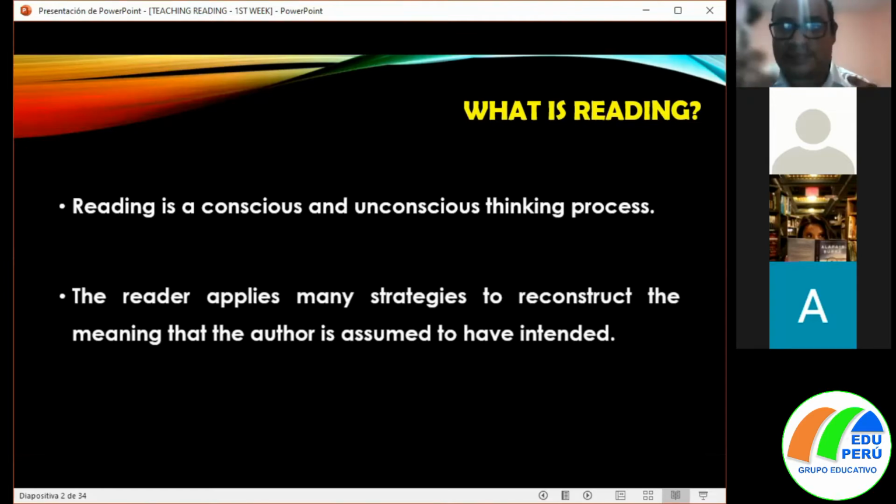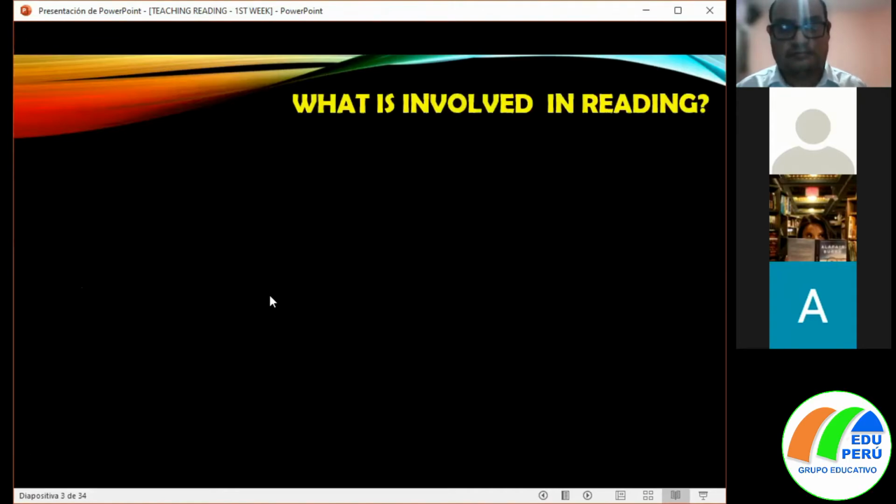So here you have some aspects of reading. Notice, first, there is a thinking process, sometimes conscious, sometimes unconscious. And the reader is going to use some strategies, some techniques in order to recover, to reconstruct the meaning of the text which is read. Now, what is involved in reading? What are we going to do when we read something? There are some aspects, some points to consider. Let's see what they are.